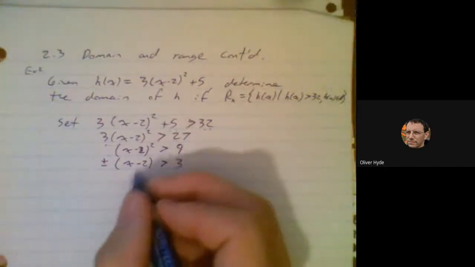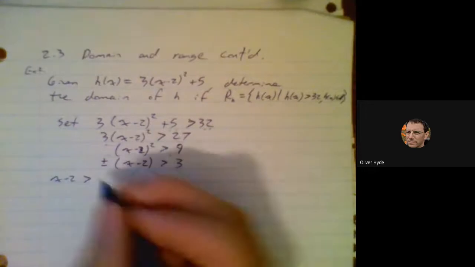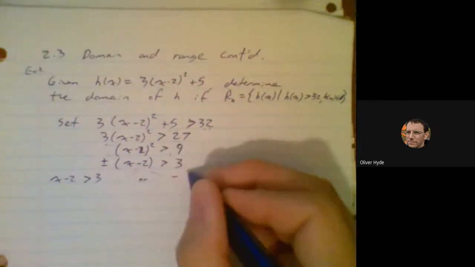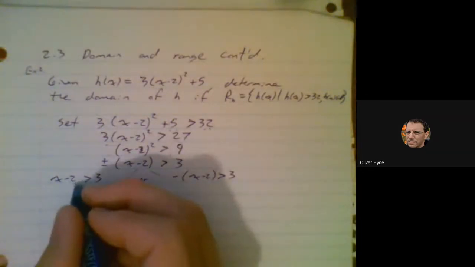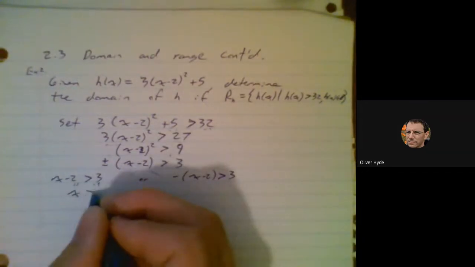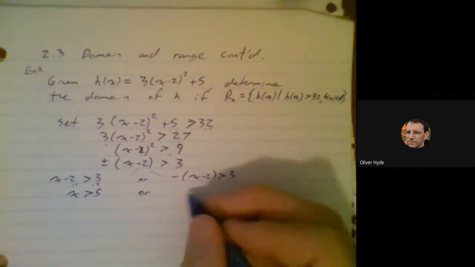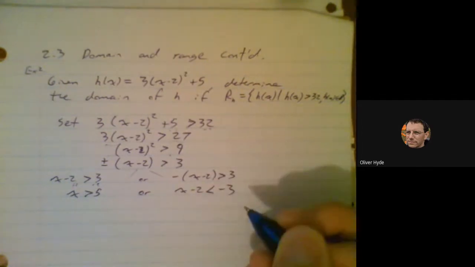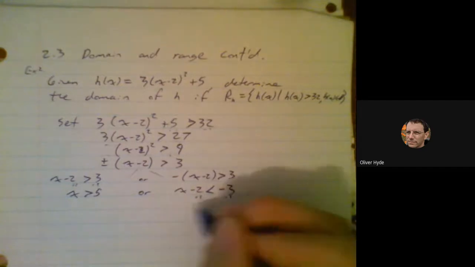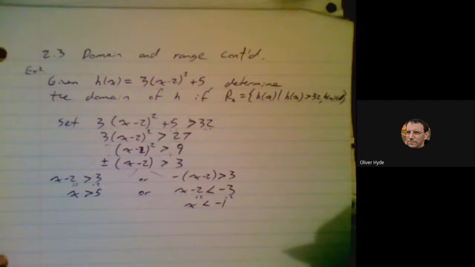I now need to split this up into two separate cases. Either x minus 2 is greater than 3, or the opposite of x minus 2 is greater than 3. I solve each one of these as a linear inequality, and I get x is greater than 5, or, let's see, I'll divide both sides by negative 1. When I divide both sides by negative 1, I reverse the direction of the inequality. Then I can solve like a linear inequality, and I get x less than negative 1. Okay, so there's my conclusion.